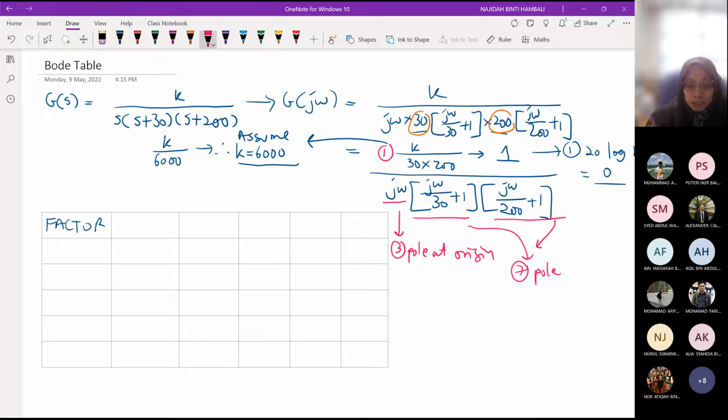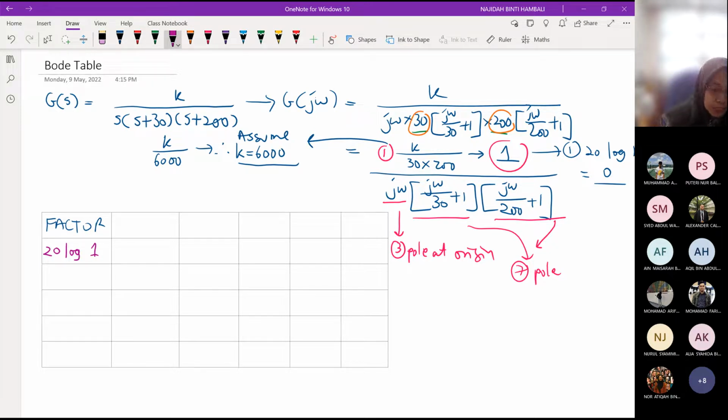So you know that for all the factors in your transfer function, you need to refer to 3 theories. Theory number 1 for constant at numerator, and you have pole at origin, please refer to theory number 3, and for pole, you have to refer to theory number 7. Okay, so our first factor, we have 1 kat sini. So, letak dalam ni. 1. Okay, so you have to calculate 20 log 1 here, depends on your value of the constant.